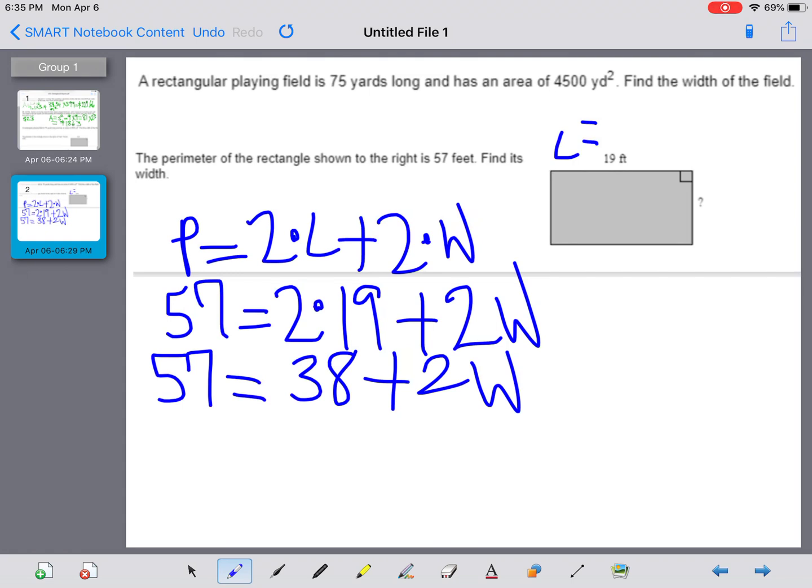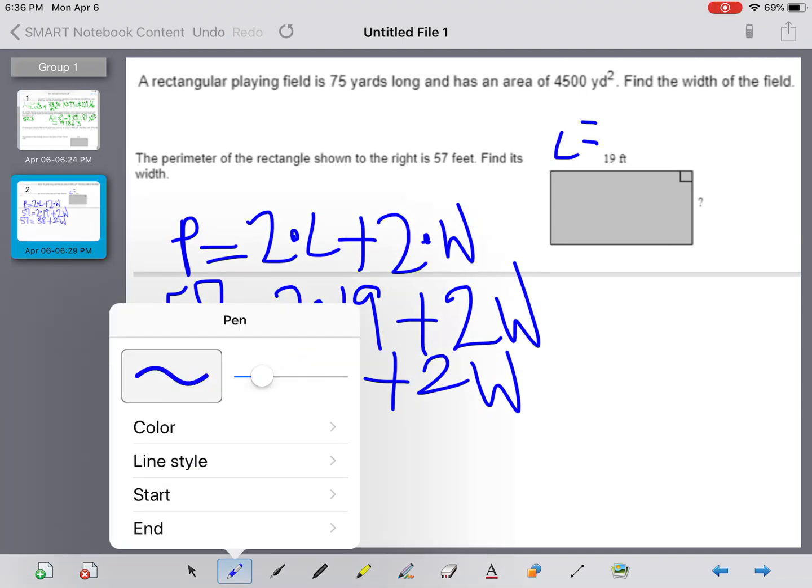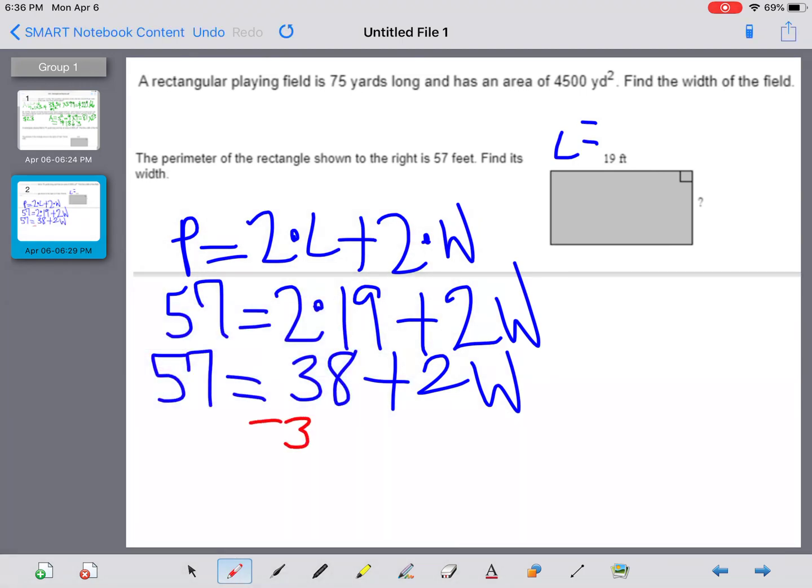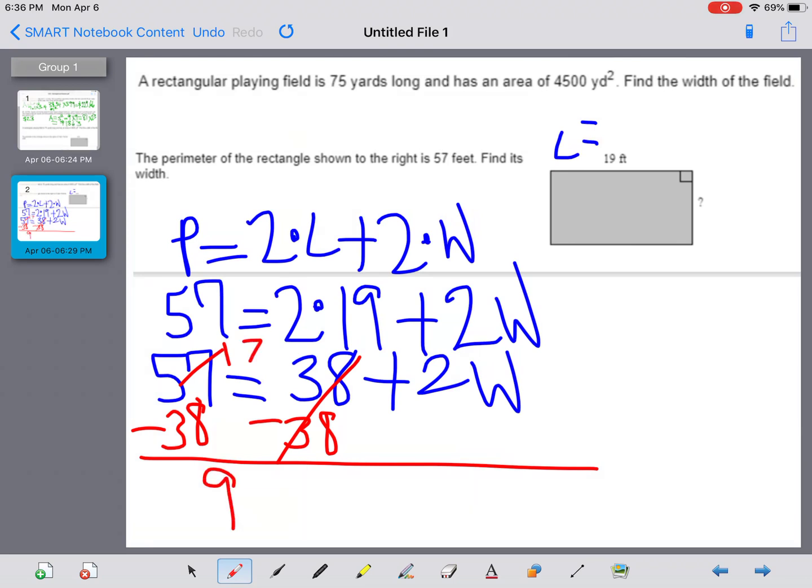Now, to solve this equation requires two steps. We need to somehow move the 38 over to the left-hand side with the 57. So you think opposite signs. The opposite of a plus 38 is a minus 38. So we need to subtract 38 from both sides. And that gives us 19 on that side, equal to 2W.